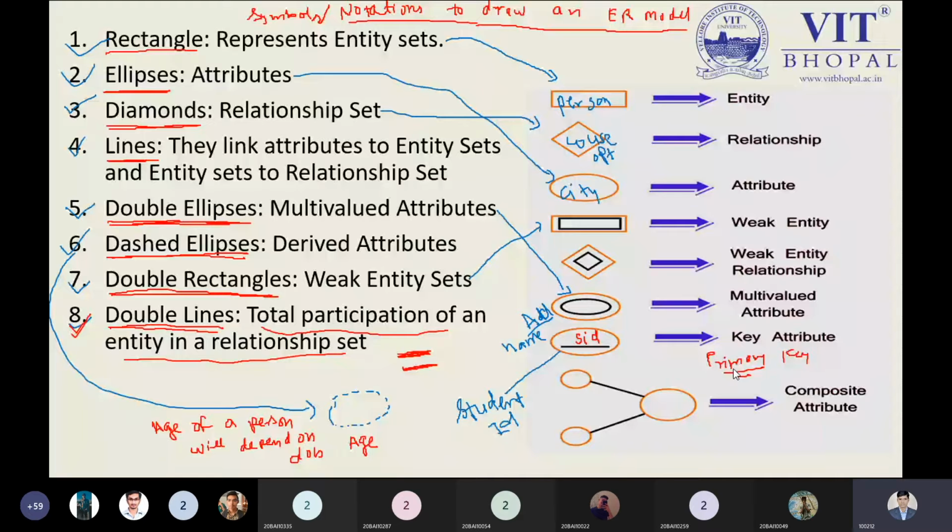Lines. Lines are used to link between the entity and relationship, or relationship to entity, how we can communicate. So one symbol is required, that is a line only. We use it to link attributes, or the entity to relationship. So these are the four important symbols.